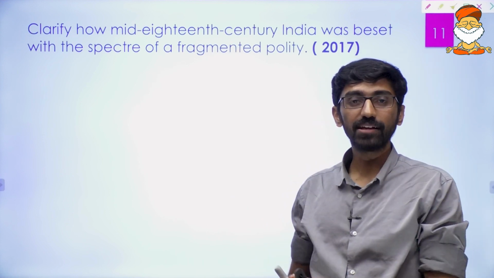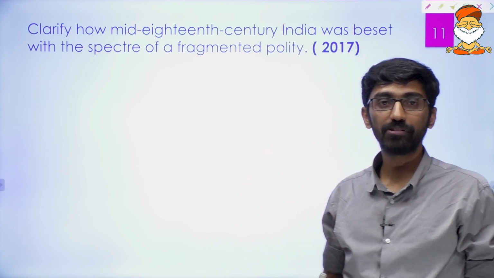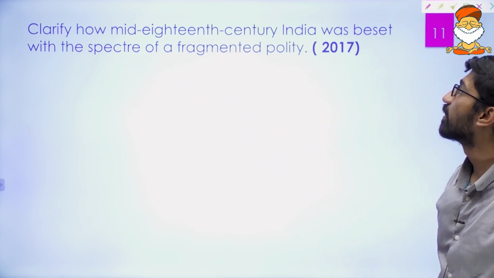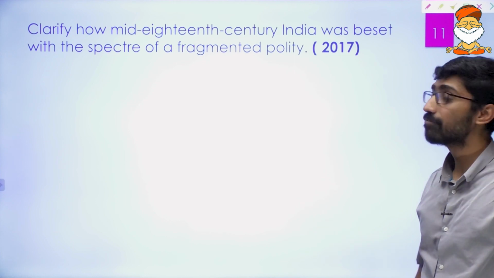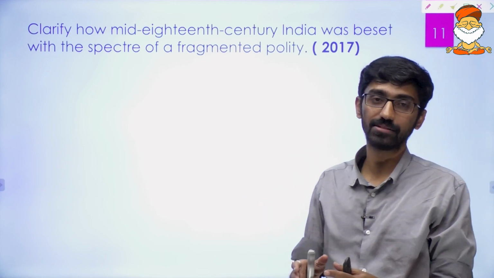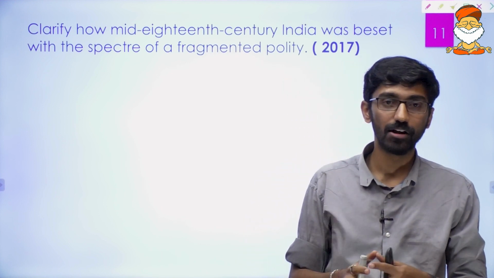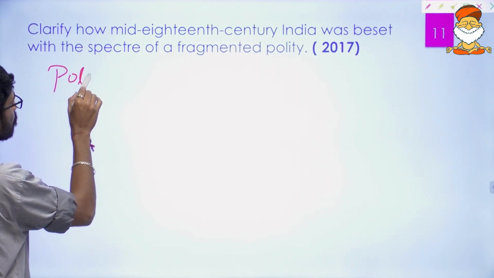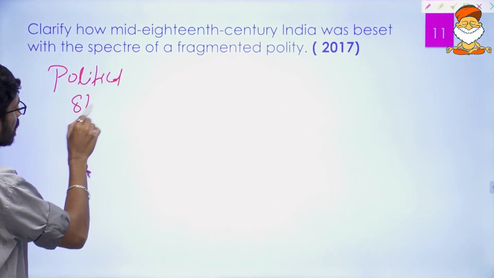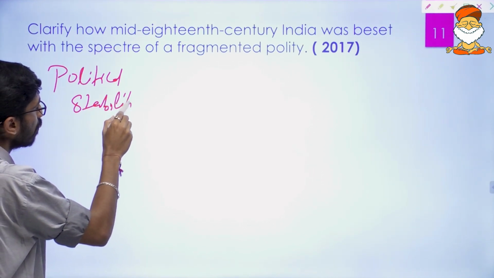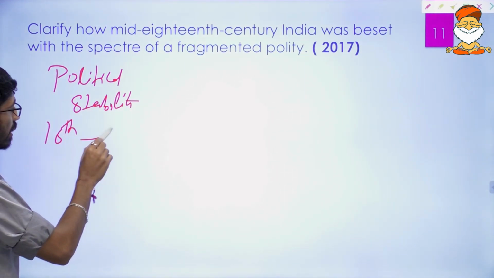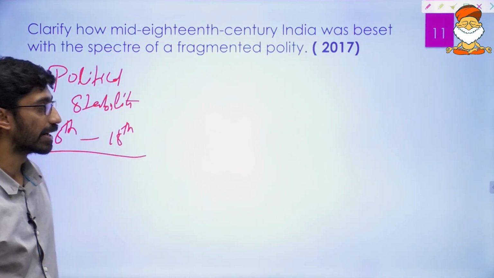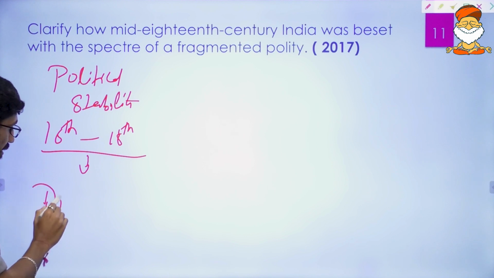Now, one question was asked with respect to the political structure of India in the 18th century. That is a 2017 UPSC mains question: Clarify how mid-18th century India was beset with the spectre of a fragmented polity. So you now have the answer to this particular question. How to answer: in a very simple introduction, you just have to write that there was political stability in India, especially from the 16th century to the 18th century, for 200 years. For 200 years there was political stability, and this political stability started to disintegrate.